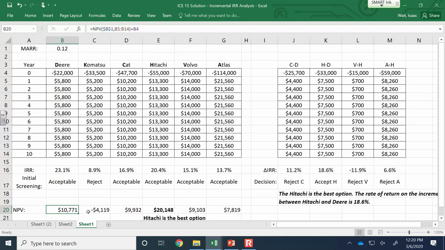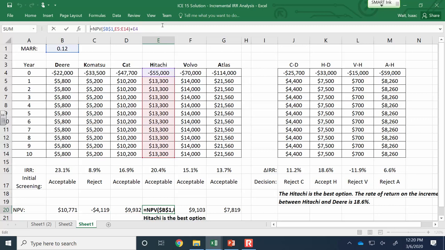But I can find the NPV for each of these alternatives, and the one that is highest and positive is the Hitachi. We see that Komatsu is below zero because its rate of return is less than the minimum. So that's another indicator that Komatsu is just rejected from the outset. All the other alternatives are acceptable. We won't lose money by using the other equipment, but Hitachi is the equipment that gives us the most return. And so present worth analysis verifies what we found with the incremental analysis.